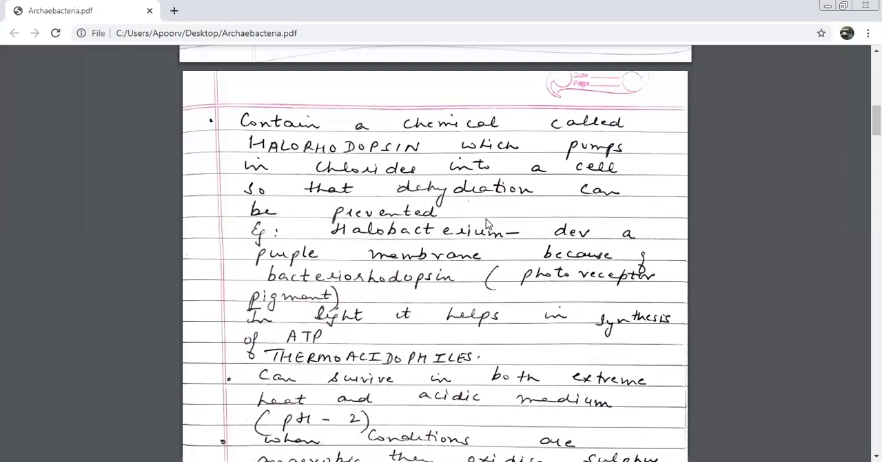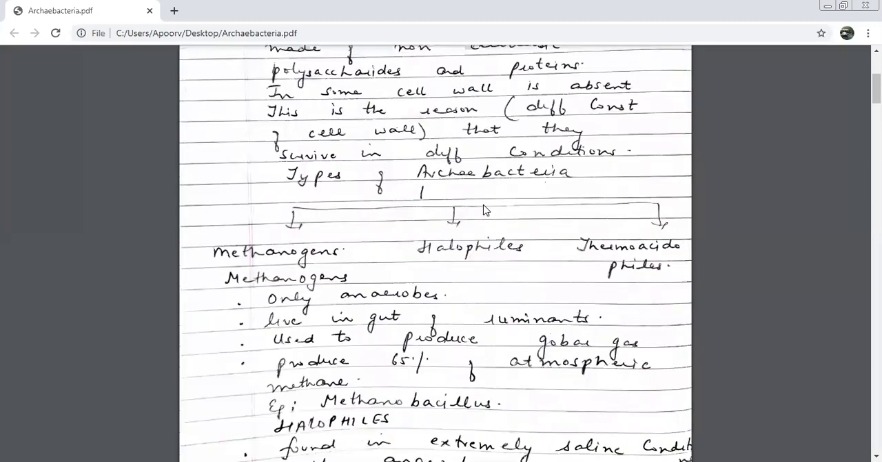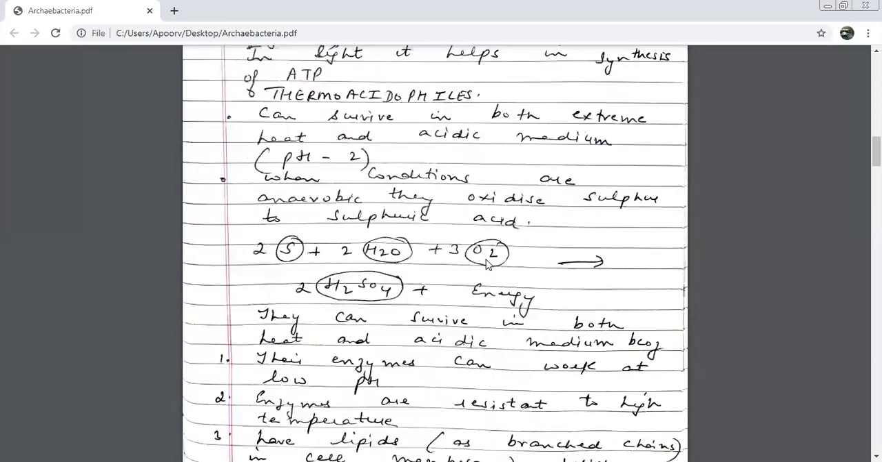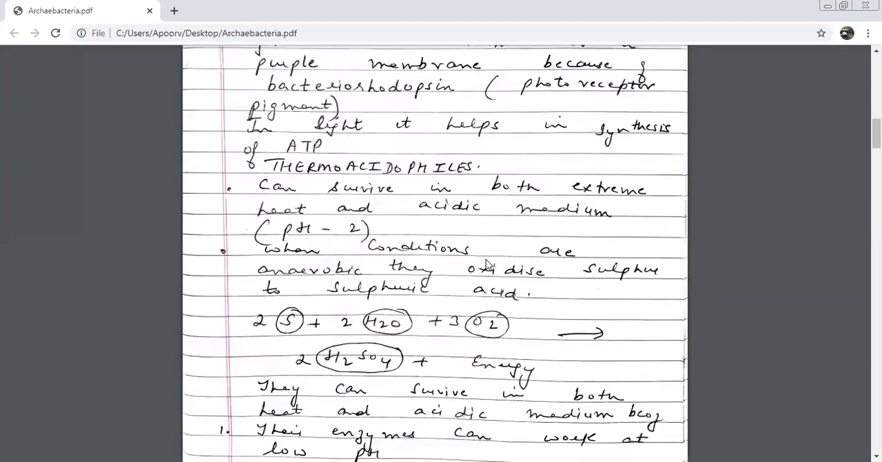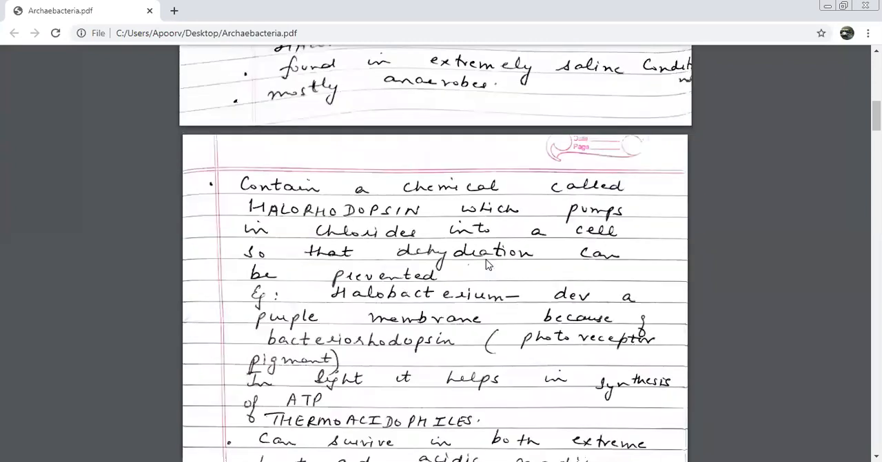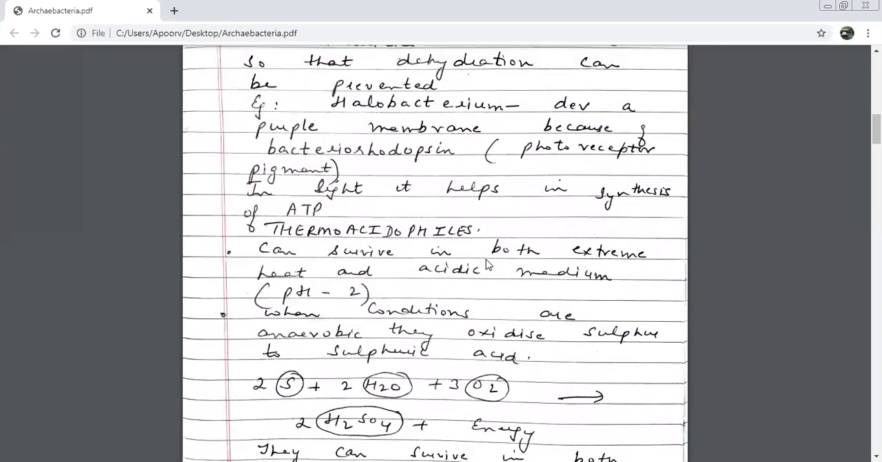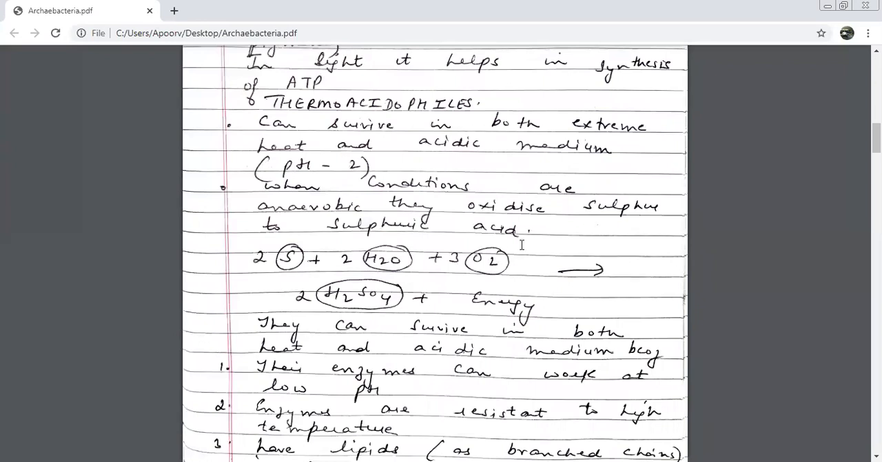Bacteriorhodopsin. Yes, it is bacteriorhodopsin. We have done two categories. We did methanogens. Then we did the second category, that is halophiles. Now we are moving on to the third category of archaebacteria, that is thermoacidophiles.